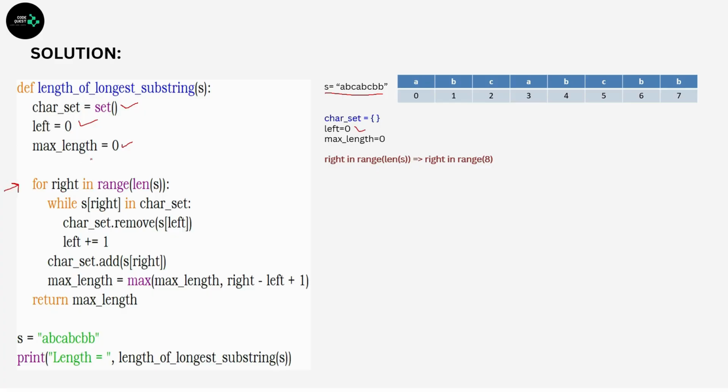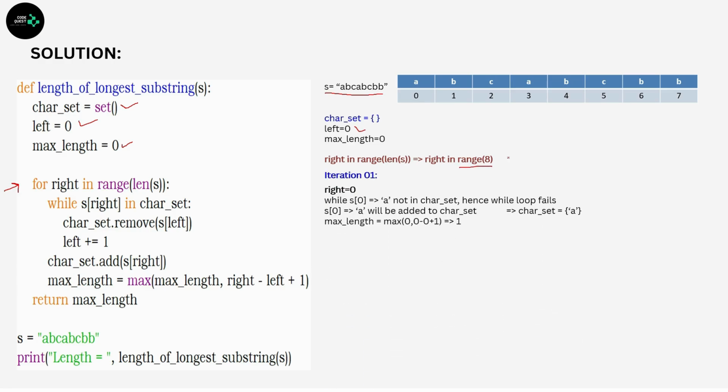So now we start this for loop, where this right is going to take up the range of length of S. What is the length of S? We have 8 characters. So range of 8 means it is going to produce the values starting from 0 and going up to 7, which means right is going to take up 0, then 1, then 2, and so on till 7. So in the first iteration, right is going to carry 0.